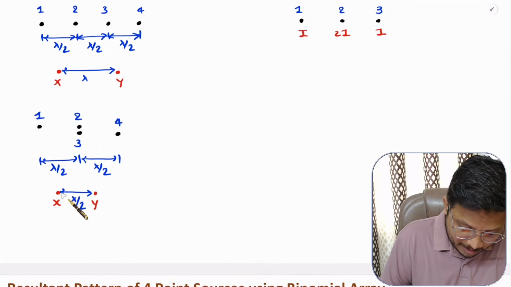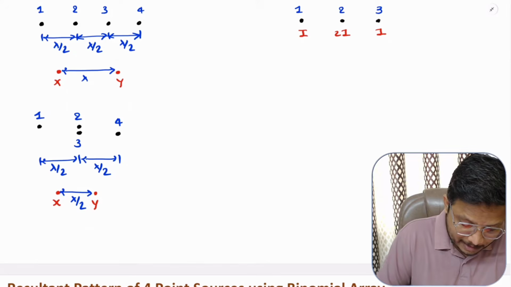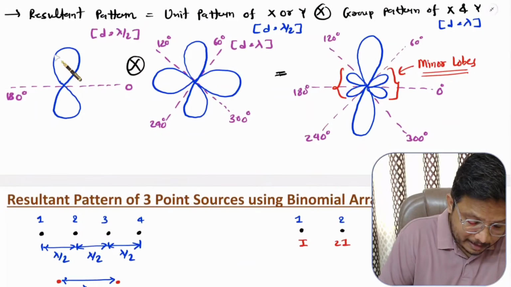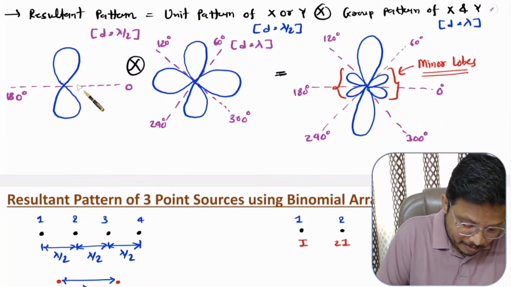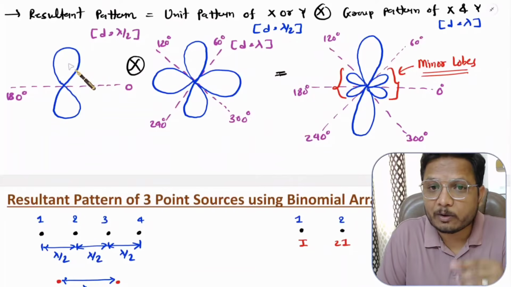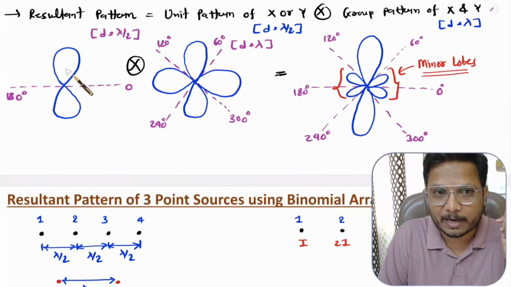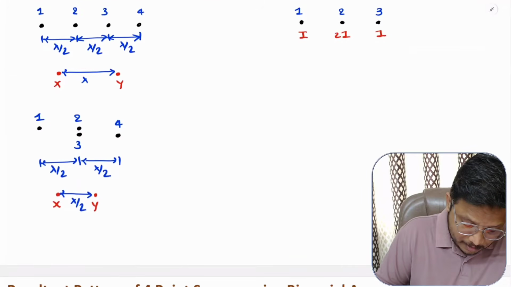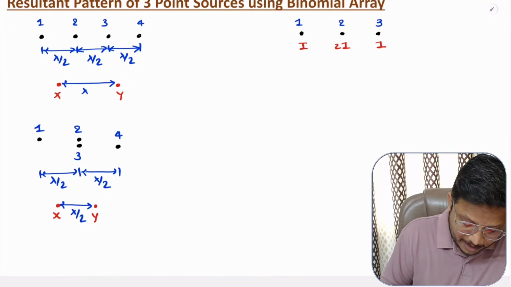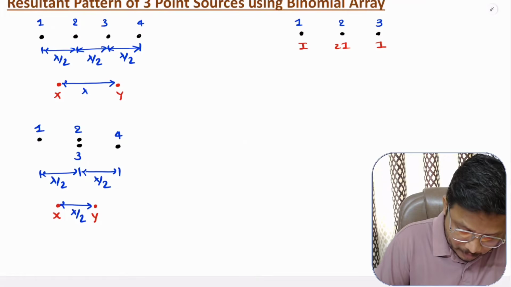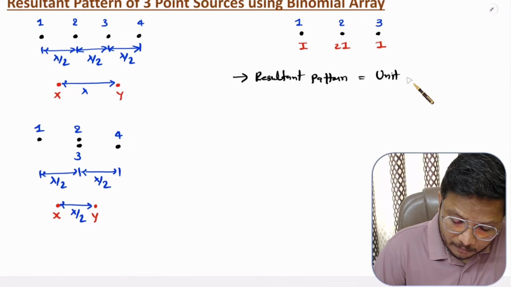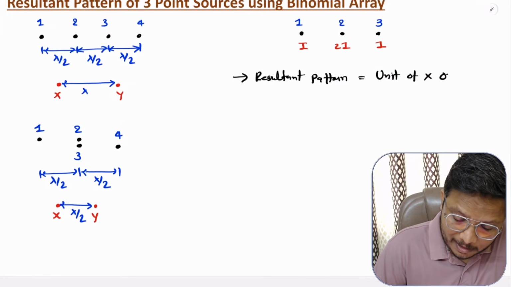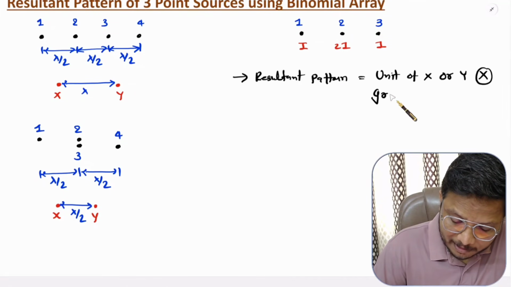So if you have spacing lambda by 2, in that case you will be multiplying this radiation pattern with this radiation pattern only, like radiation pattern with spacing d equals lambda by 2 into radiation pattern with spacing d equals lambda by 2. So if you multiply this radiation pattern 2 times, you will have the same radiation pattern. Let me note it down. Resultant pattern is unit pattern of X or Y into group pattern of X and Y.